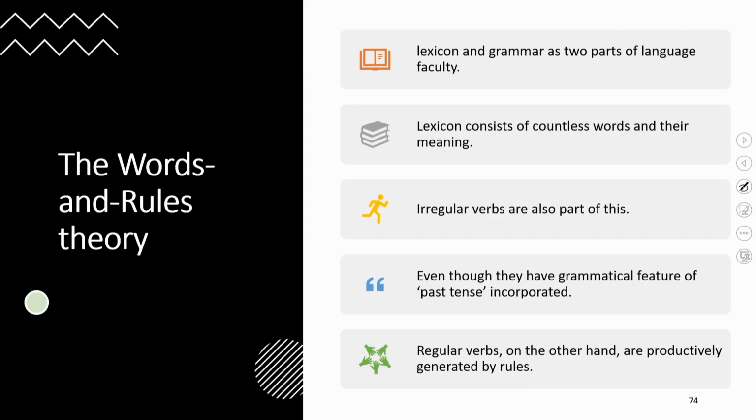Even though they have a grammatical feature of past tense incorporated into them, according to this theory, they are processed as lexical entities rather than as grammatical entities. On the other hand, regular verbs are productively generated by rules. So, these two categories of verbs hence should not be considered as similar kinds.